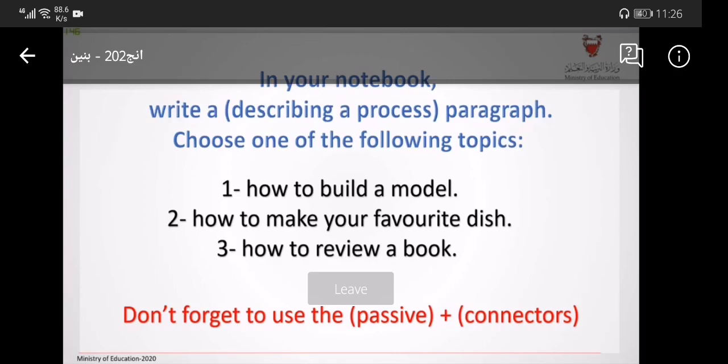You have about 13 or 14 more minutes to finish your paragraph. Reminder again, don't forget to use the passive form in the present tense and use the connectors as well. And remember that we use is for the singular nouns and are for plural nouns.